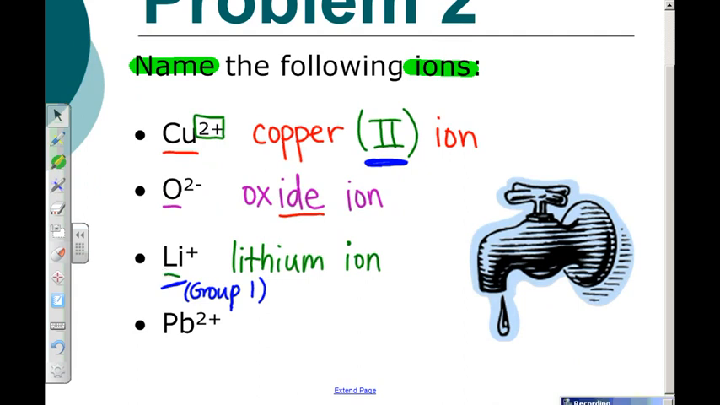Last but not least, we have Pb. Pb, when you find it on your periodic table, is the symbol for lead. Lead is a type 2 metal. It's not in group 1 or group 2, and it's not one of the 4 special ones that we're memorizing, which means that it needs a Roman numeral in its name. To tell the Roman numeral, I look at the charge. It has a +2 charge, so the Roman numeral would be a 2. To complete this name, I need to put the word ion at the end.